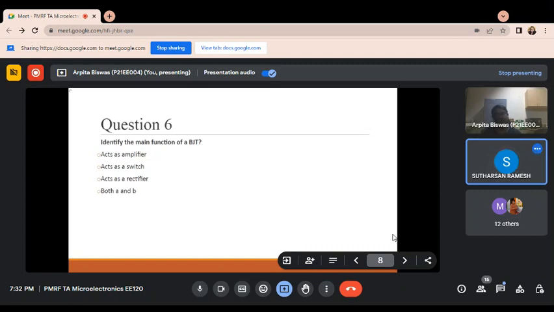Okay. So here, in what mode does the BJT act as an amplifier? Ma'am, forward active, I think. Yes. And in forward active mode, what type of bias is there? Which one is forward and which one is reverse? The emitter base is forward biased, and the collector base is reverse biased. Okay. And in which mode does it act as a switch?